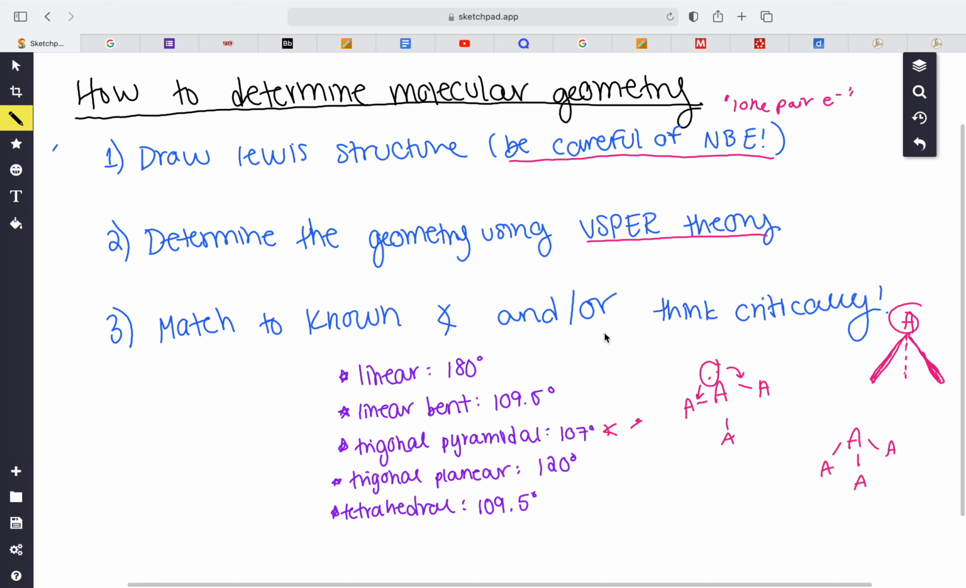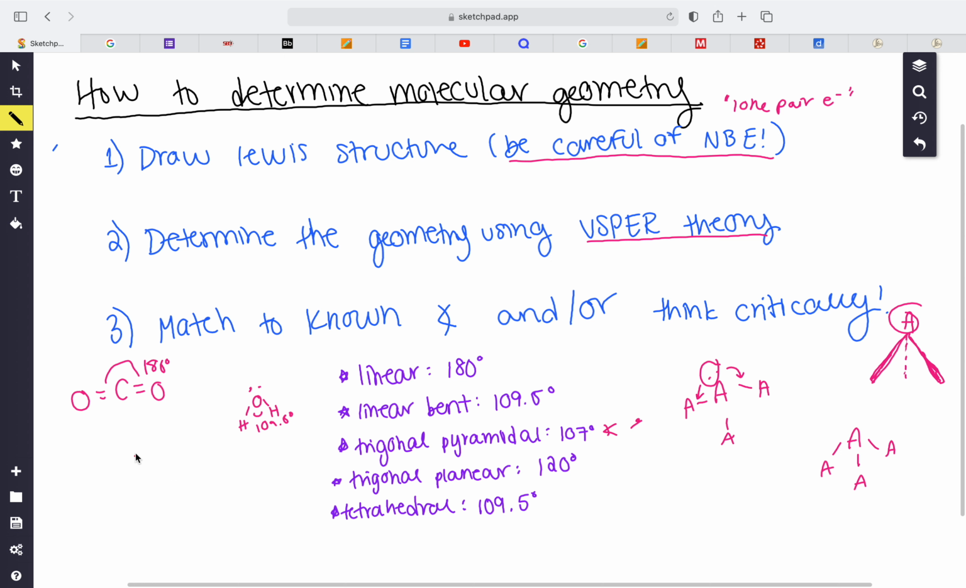But let's go through those known angles. So linear is going to be 180, so we can just think like carbon dioxide, that's linear. A circle is 360. If you divide that by 2, this is going to be 180. It's kind of like going back to geometry in high school. So hopefully you remember that anything linear is 180 from high school. And then bent is going to look something like this. Good old example here. That's going to be 109.5 degrees. Trigonal pyramidal, we just went over, that's going to be 107.